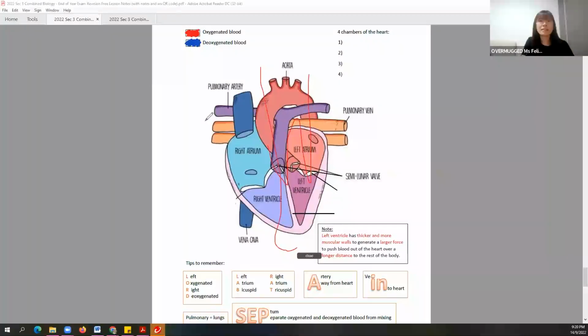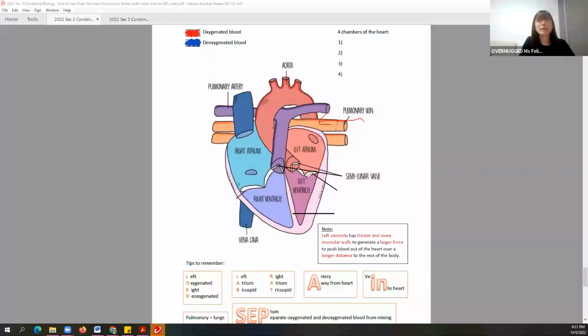Okay, so in this case, let's trace out the path of how the blood flows. For the oxygenated blood, which side contains the oxygenated blood? How to remember? Mnemonic number 1 over here: you go by LO/RD. So LO refers to left is oxygenated, right is deoxygenated. So now you see, easy to remember already, right? Yep, so that means for the oxygenated, yes, very good. Thank you, Gary.